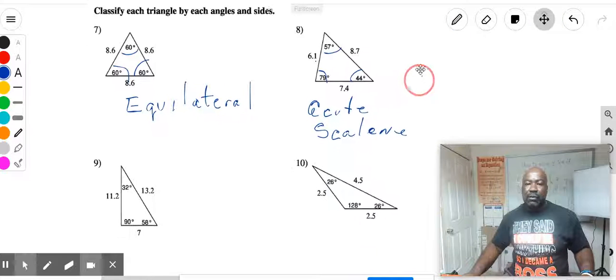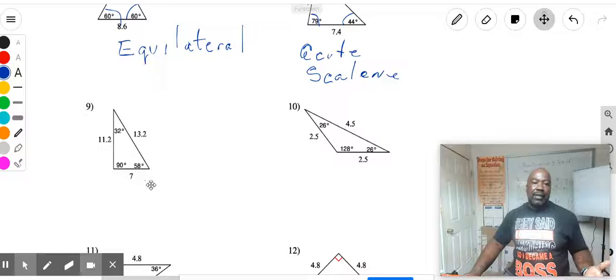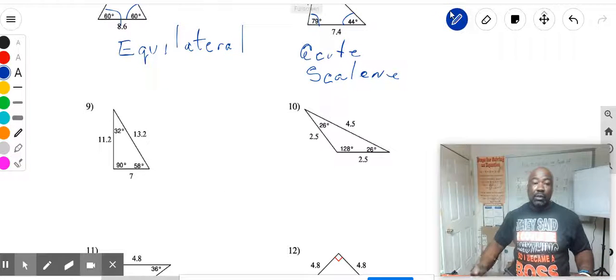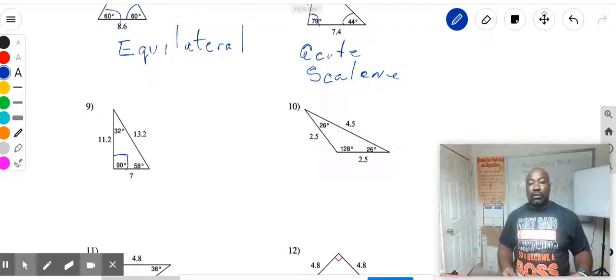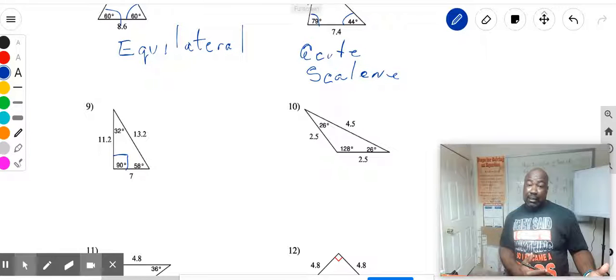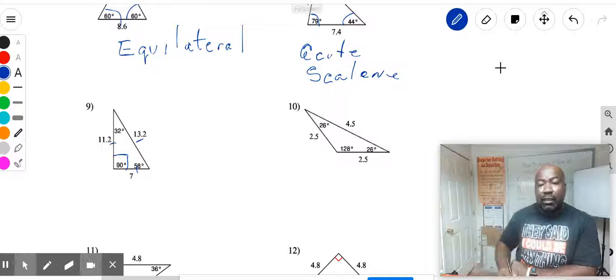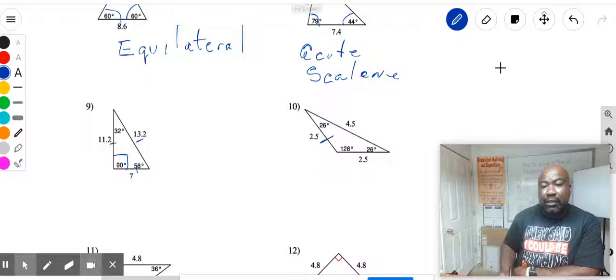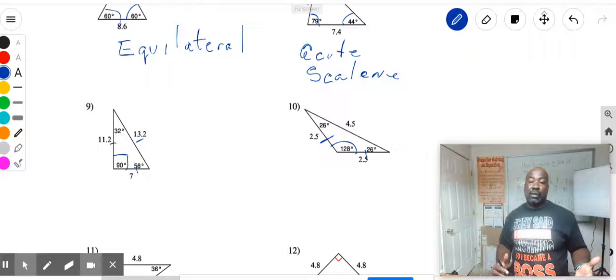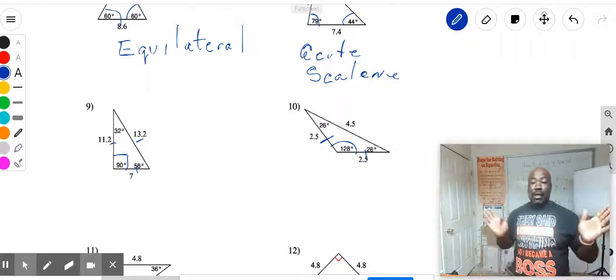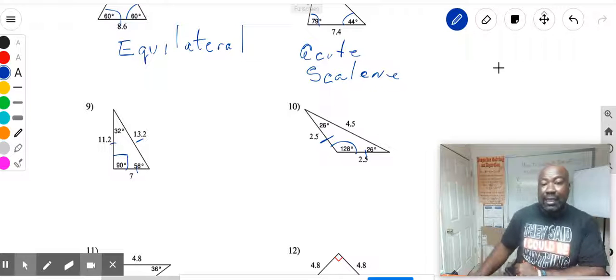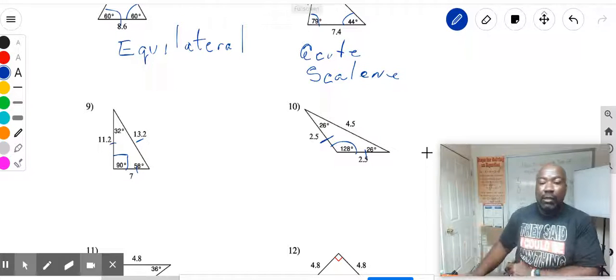Now let's jump around really quick. Number 9, you can write it down. It's a 90-degree angle right here. So you know it's going to be a right angle. We notice that the sides are different. So it could be a right scalene because all three sides are different. And if you take a look at number 10, you have two sides that are congruent, but you have an angle that's greater than 90. So that's going to be your what? Obtuse. And what's this called? Isosceles. Isosceles is when you have two sides that are the same or congruent.